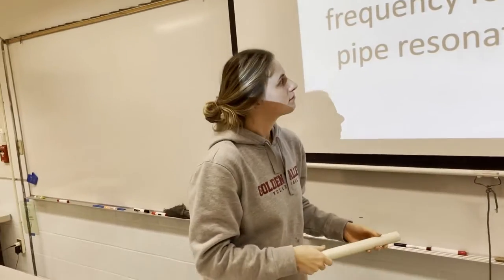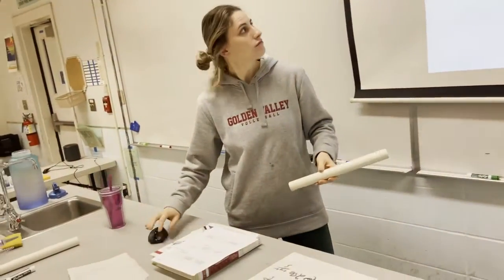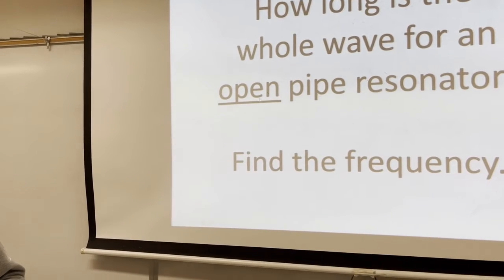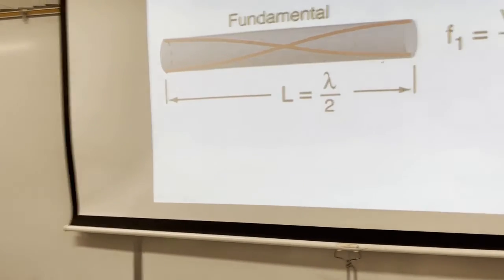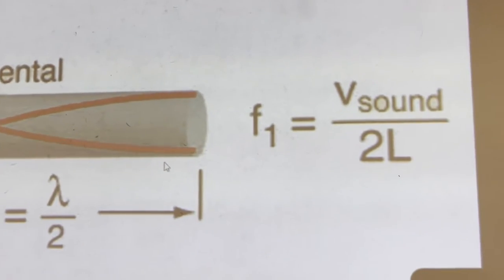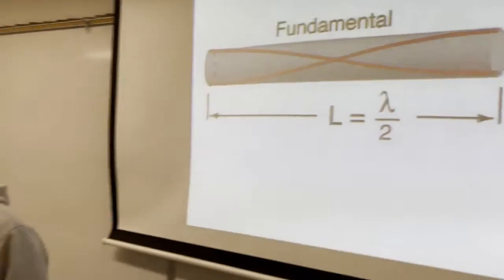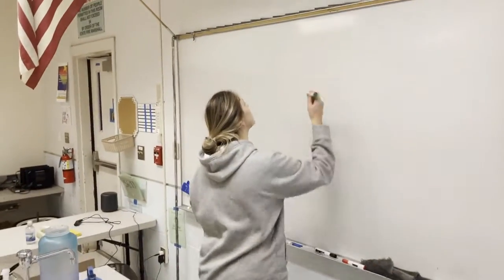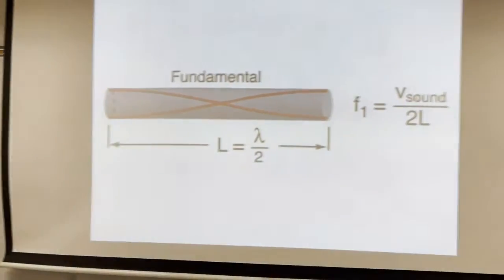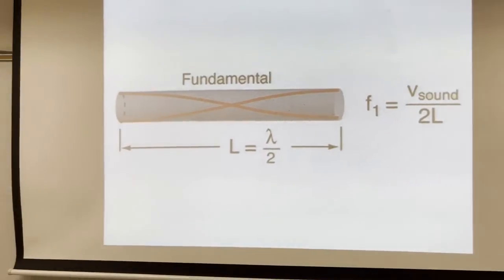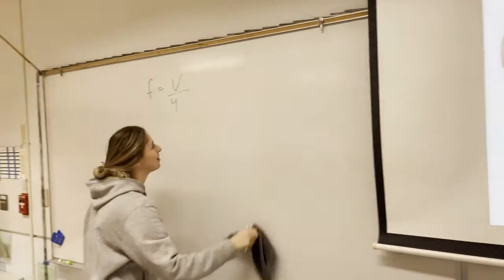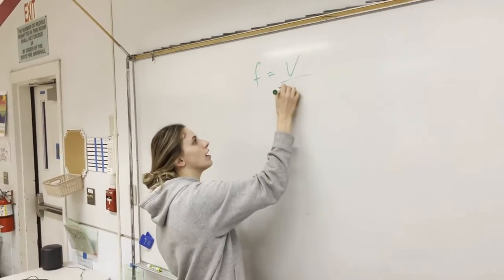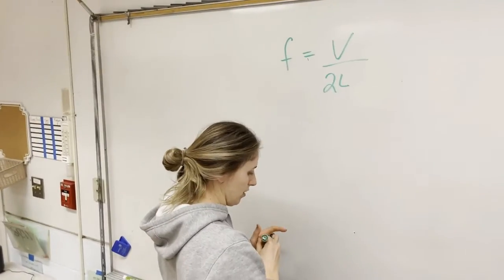Can we find the frequency? What was that thing in that previous slide? This one right here. We can use this to find the frequency. Let me just go ahead and write that on the board. Frequency equals velocity over, instead of 4L, we had 4L for the closed pipe, we've got 2L because it's half a wavelength.